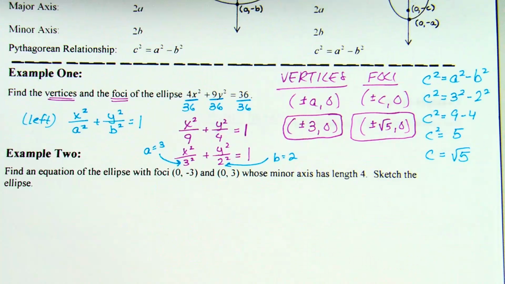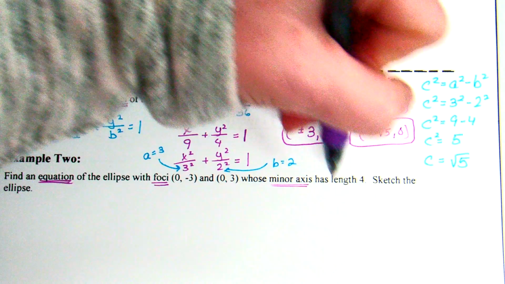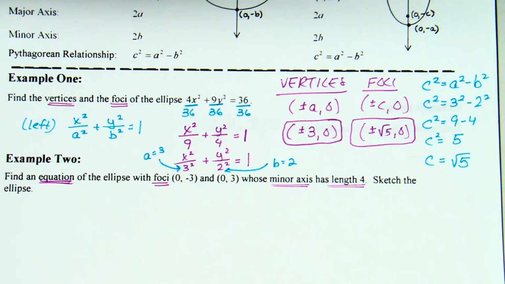This time we're being asked to find an equation. Find an equation of the ellipse with, what are they giving me? Foci, 0, -3, and 0, 3, whose minor axis has length 4. And then it says, sketch the ellipse. Okay. So, you have that chart of information above you, right? Or above the problem. We have to figure out what information they are giving me. What are they giving me there?